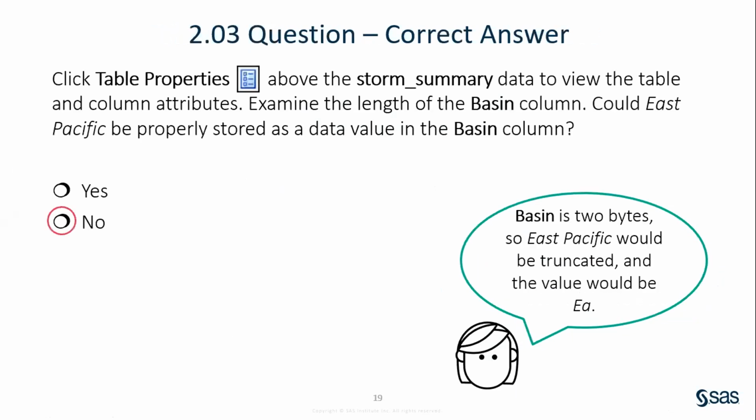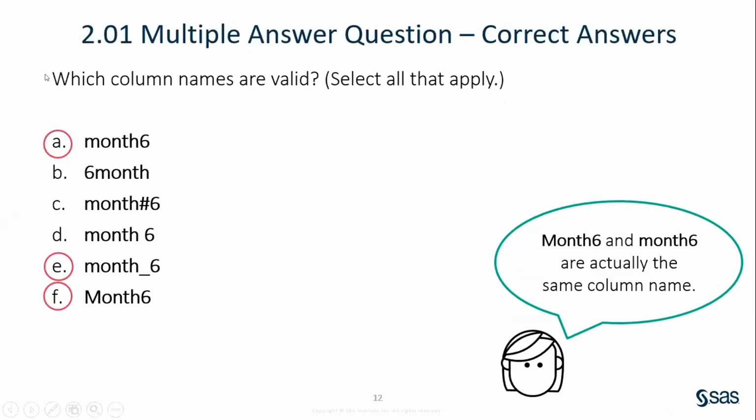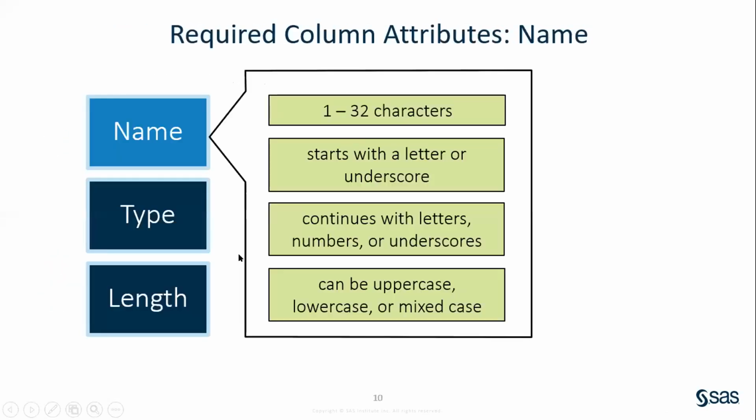At the same time, we were also introduced to the naming convention of the columns that one has to follow within SAS: the name should not be more than 32 characters long. It should always start with a letter or an underscore. If it starts with a letter or underscore, it can continue with letters, numbers, or underscores. It can be uppercase, lowercase, or mixed case.